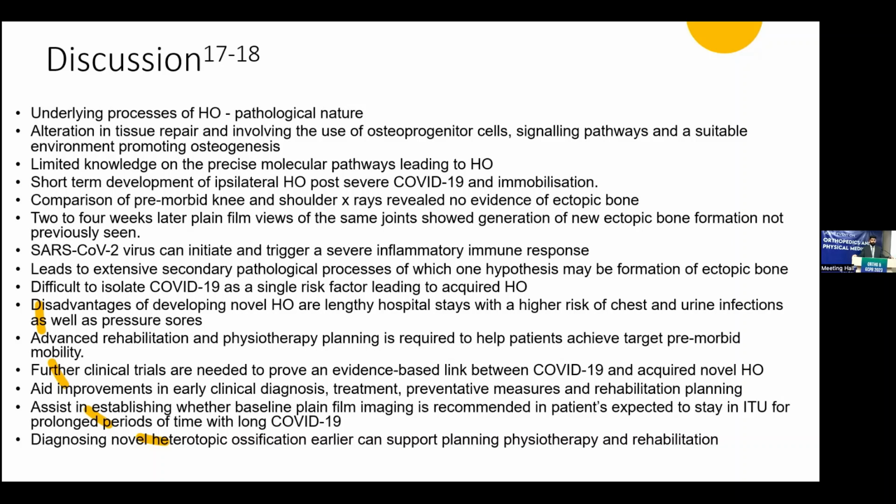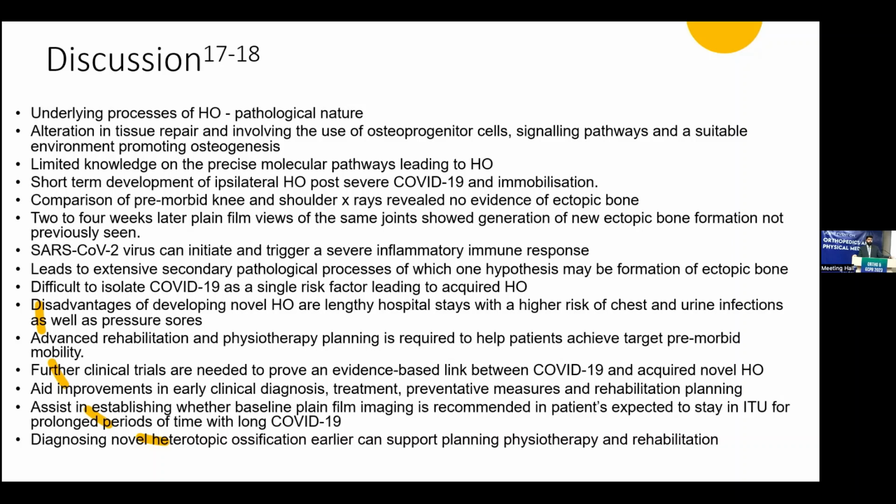The disadvantages of developing novel heterotopic ossification are lengthy hospital stays with a high risk of chest and urine infections. Advanced rehabilitation and physiotherapy planning is important in these patients' care, so you can get them back to as close to their pre-morbid mobility. Further clinical trials are needed to prove an evidence link between COVID-19 and acquired novel HO. So far, the literature is only case reports.